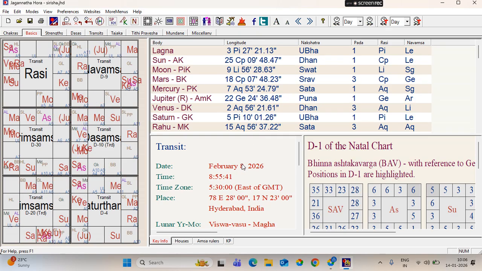So this is how we need to see the transits in the Navatara chakra and also in the Mahadasha, Antardasha and Pratyantardasha to understand when the money is going to flow. So that it will help us to plan our finances accordingly.